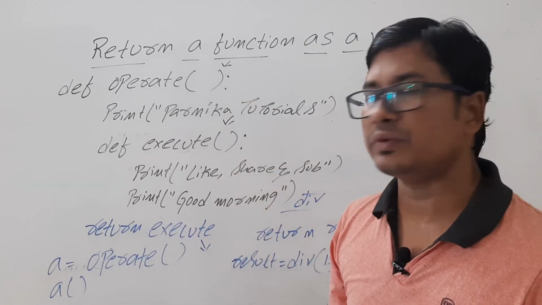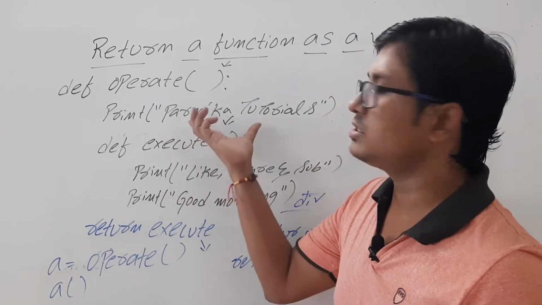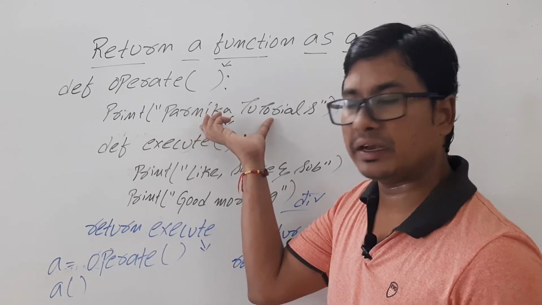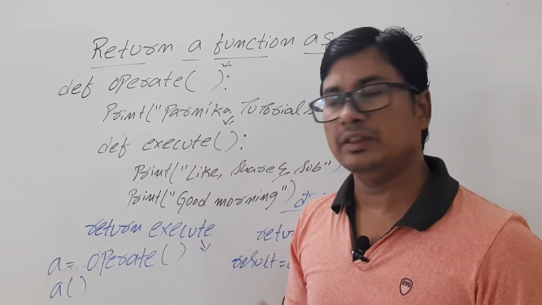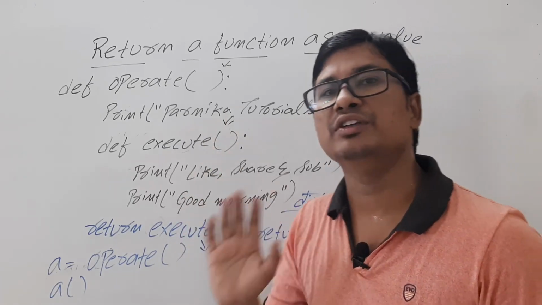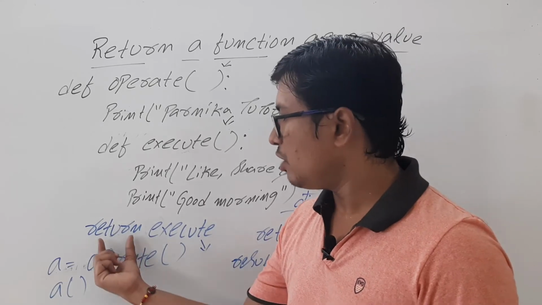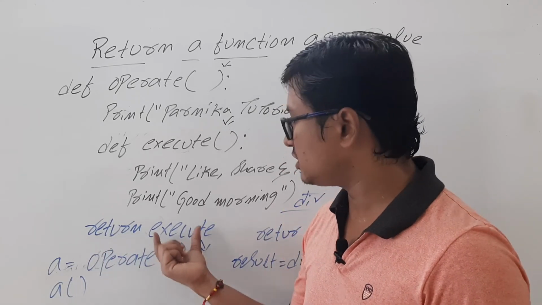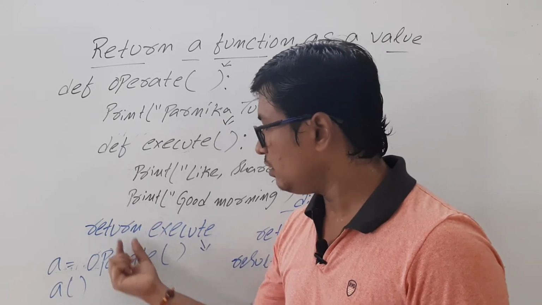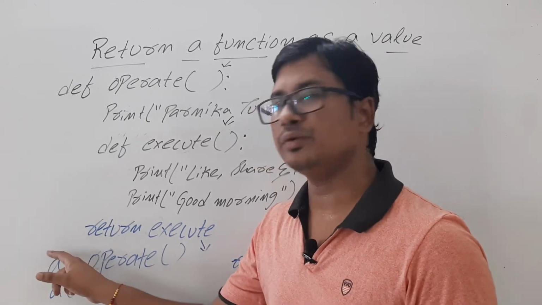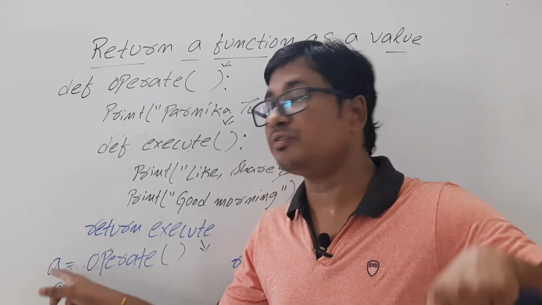In this case, the same way the previous one has worked, similarly, it will also give the output Parnika tutorials, like, share and subscribe and good morning. The output will be the same and the order of execution also will be the same. Only one point you need to remember is whenever you are returning a function, you just need to return its name. And then whenever you are returning something, you need to assign it to someone. And now this variable is having the function called execute.